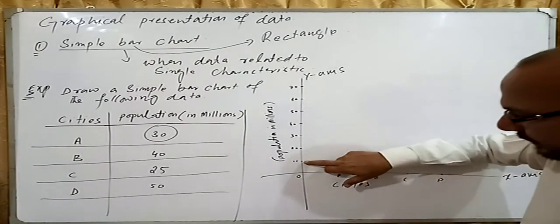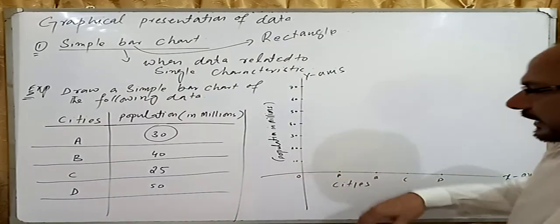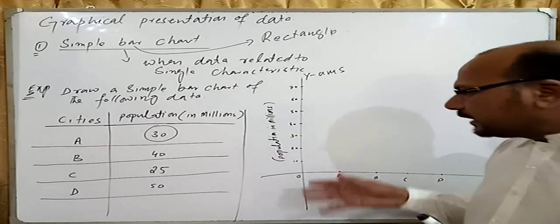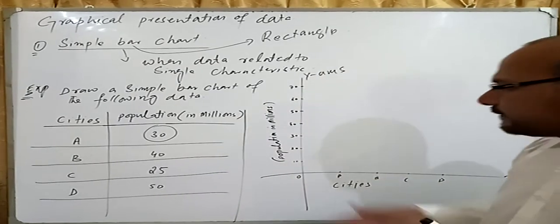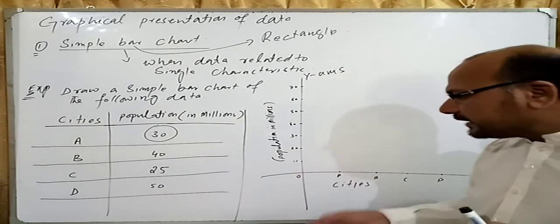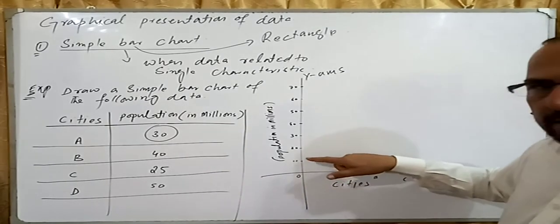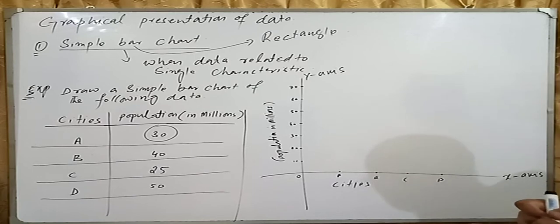Now if we give from 0 to 10, then 10 to 20, then 20 to 30, you can give 0 to 5, 5 to 10, 10 to 15 also, but it will take a lot of time and it will take a lot of space. That's why you should try to give one unit equal to 10 units. So 0 to 10, then 10 to 20, then 20 to 30. Now by this way you can draw the graph.